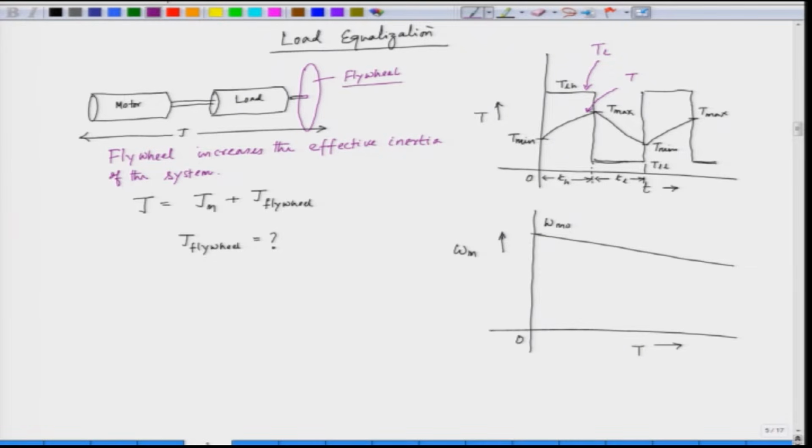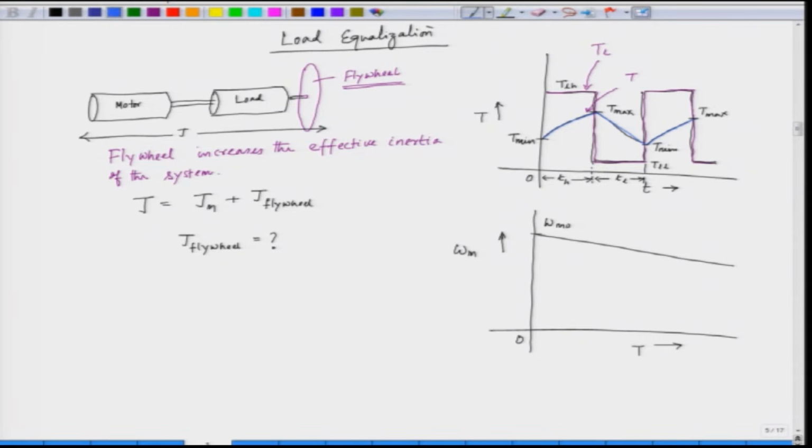This is the flywheel, and the load torque changes in a rectangular fashion. It is a pulsating load torque, which is here. And what we want here is that the motor torque should change between a minimum value and a maximum value, between T minimum and T maximum.